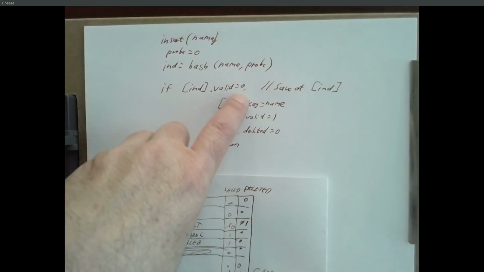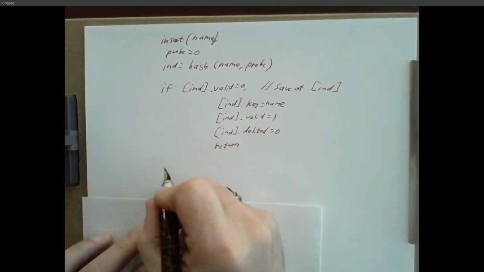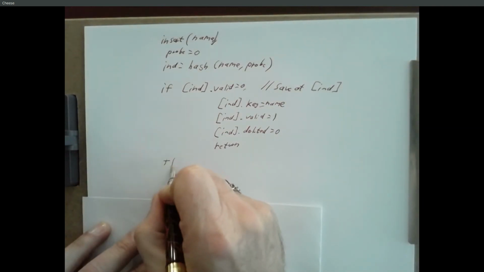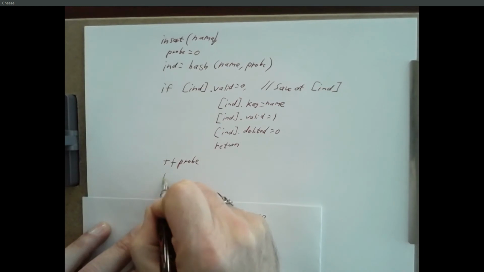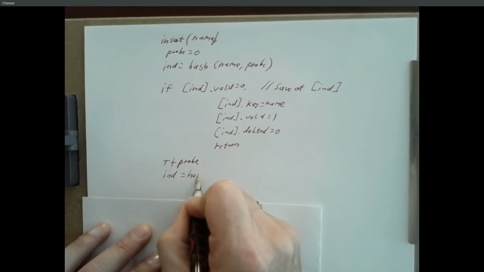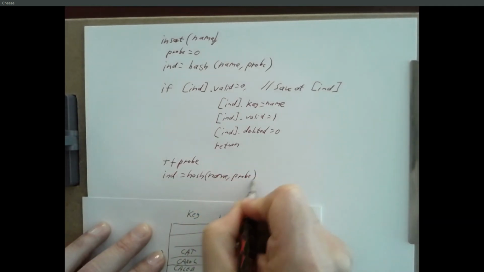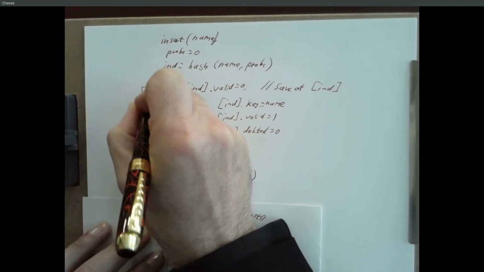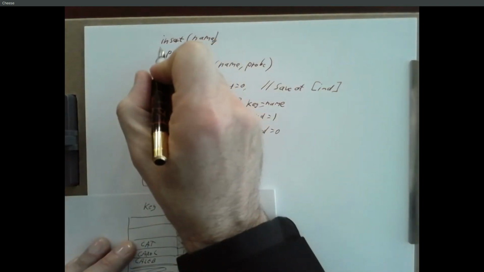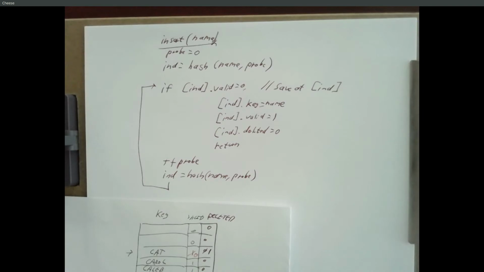If the valid flag is not 0, that cell is occupied. So increase the probe and rehash. And go back up. So insert, pretty straightforward. Basically keep probing until you get to a spot that's available, and then store your information in that spot.